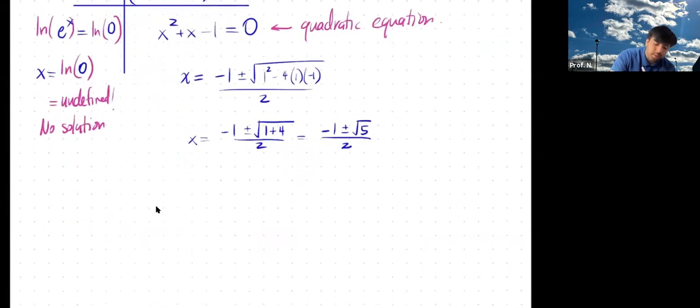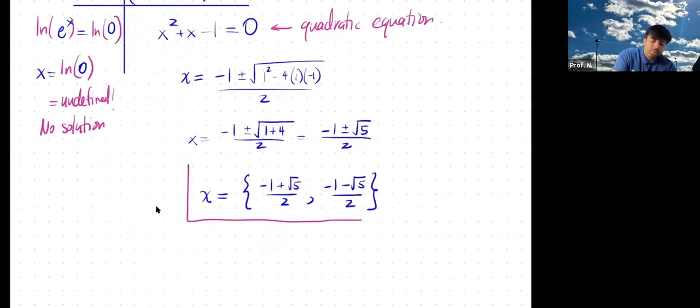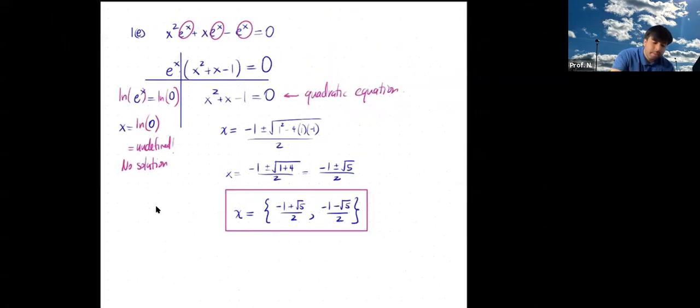So I got two solutions. My two solutions are -1 plus rad 5 over 2 and -1 minus rad 5 over 2. And of course, you can check for yourself that those two x values work by plugging them back into the original equation. So that's how you solve it.